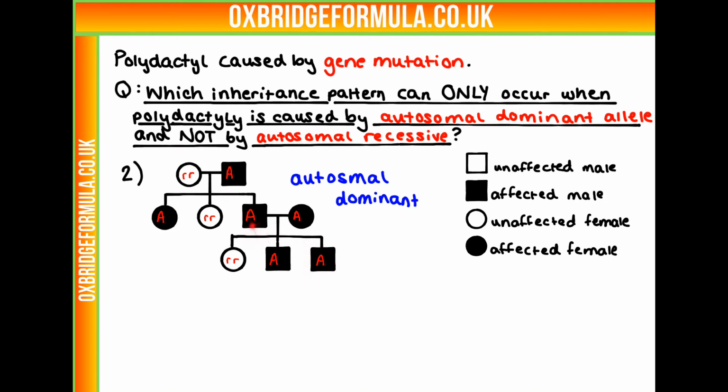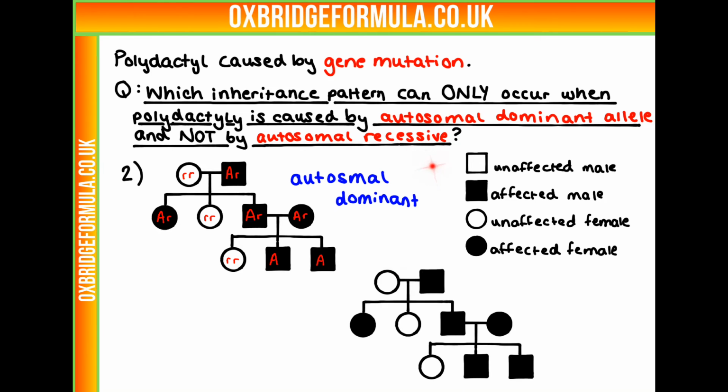Well, let's see if we can fill them out. Because our parents all have at least one unaffected offspring, that must mean that all the parents must have a recessive allele. And we can see that this inheritance pattern would work. All of these offspring could inherit the associated alleles, therefore it could be autosomal dominant. But can it be recessive? Well, let's have a look.